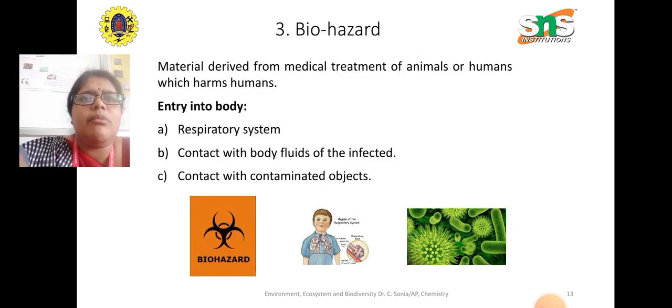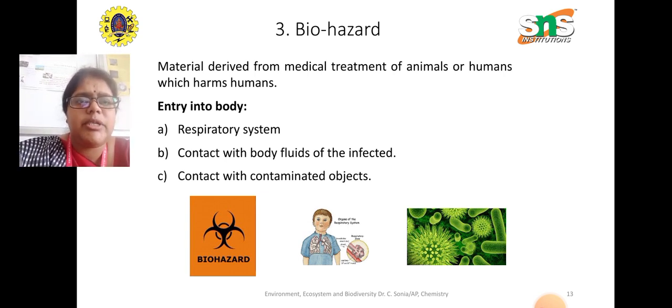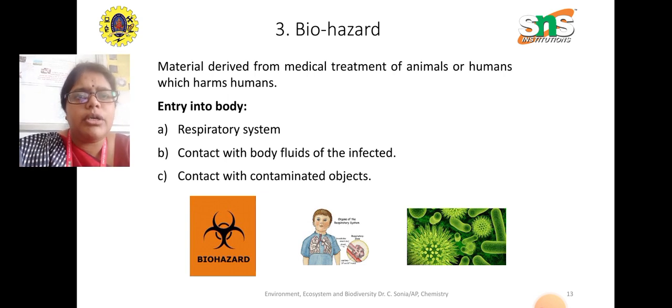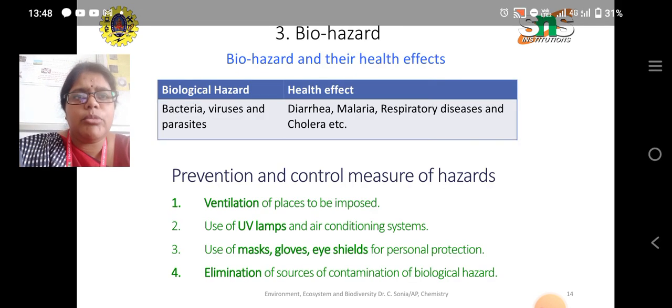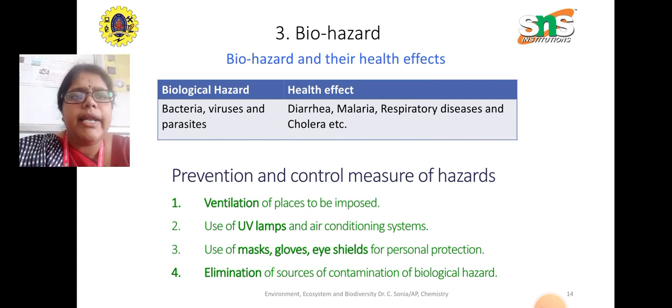Then biohazards are materials derived from the medical treatment of animals or humans, which harm humans. They enter into the body through the respiratory system, contact with the body fluids of the infected, or contact with contaminated objects. So these are a few methods through which they enter the body. They cause ill effects, that is biological hazards like bacteria, viruses and parasites. They cause diarrhea, malaria, respiratory diseases, etc.